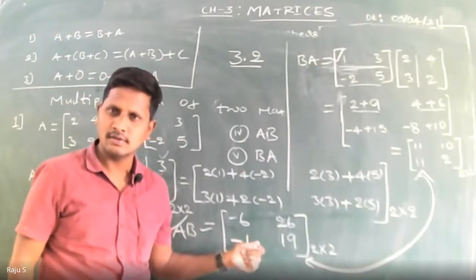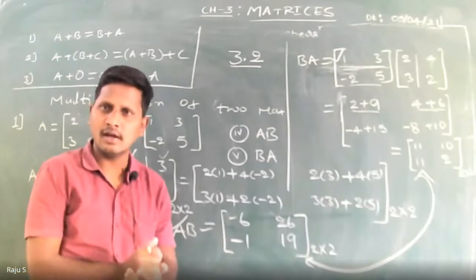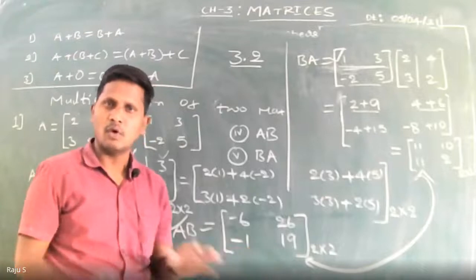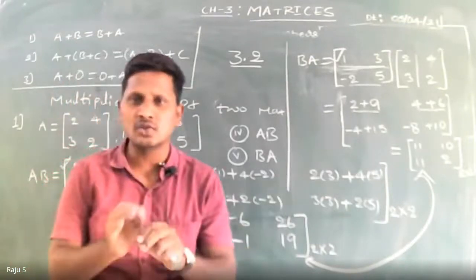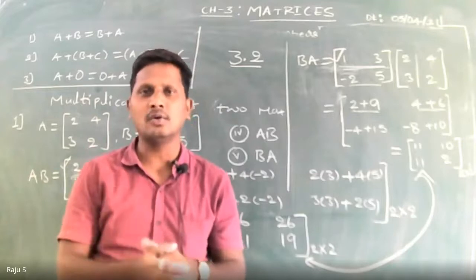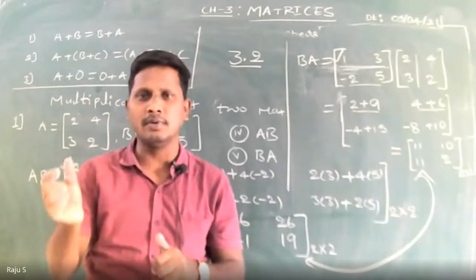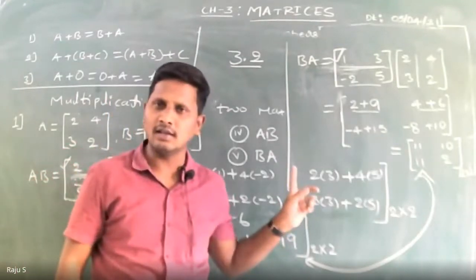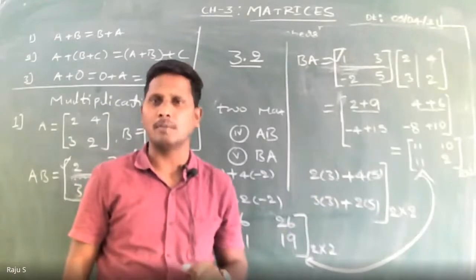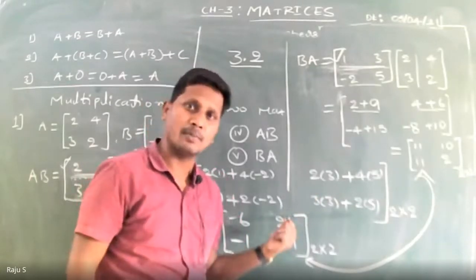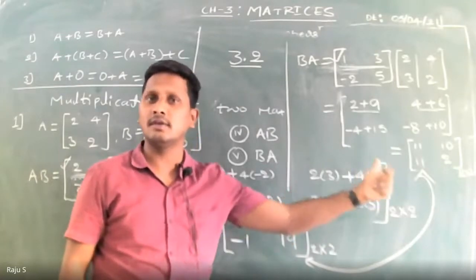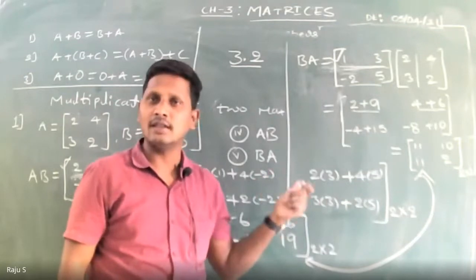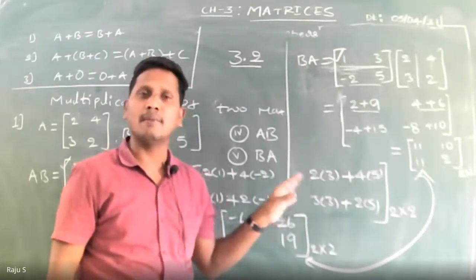Clearly not equal. So what we observe here is that matrix multiplication does not satisfy the commutative property. Only if AB is equal to BA can we say that it is commutative. Whereas matrix addition satisfies the commutative property, because A plus B is always equal to B plus A, but AB is not equal to BA. So that is one of the important properties in matrix multiplication.